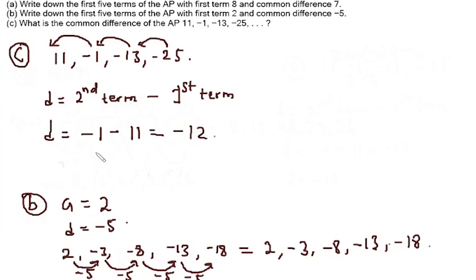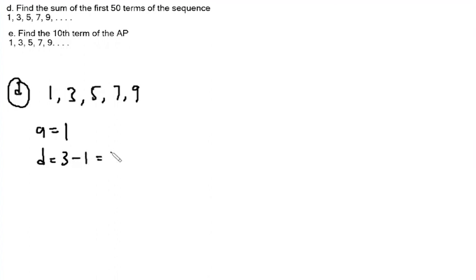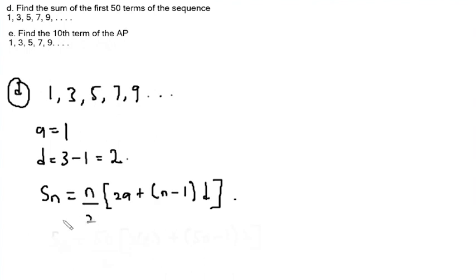So let's get to another set of problems. So for question D, let's write out the parameters that we know. So we have a sequence of 1, 3, 5, 7, 9. So our first term is 1. Our common difference is simply, we can take that from saying 3 minus 1. So 3 minus 1 is 2. And then to find the sum of the first 50 terms of the sequence, our n value, the value that we are looking for, n is equal to 50.